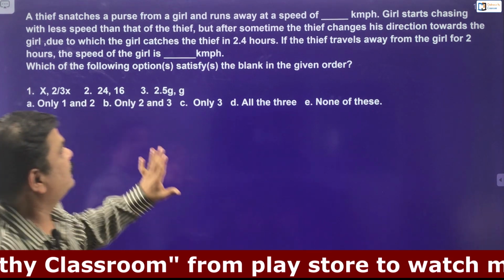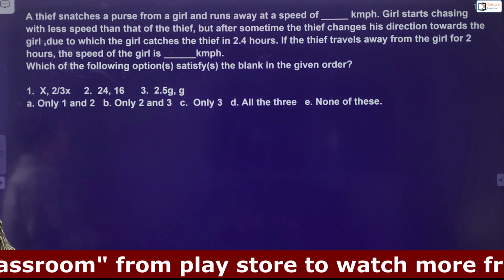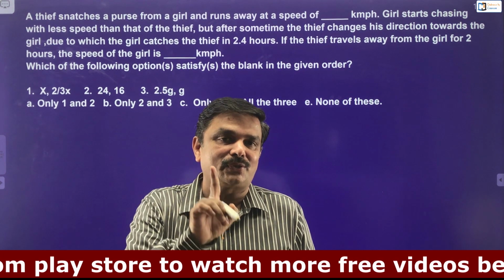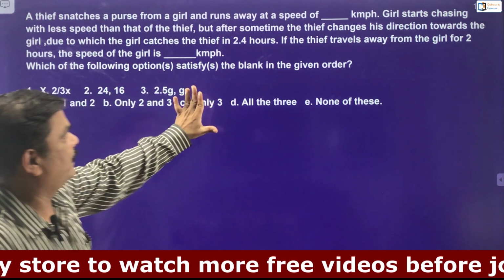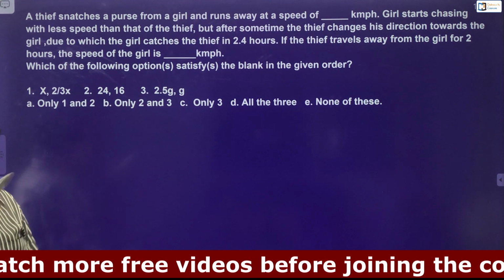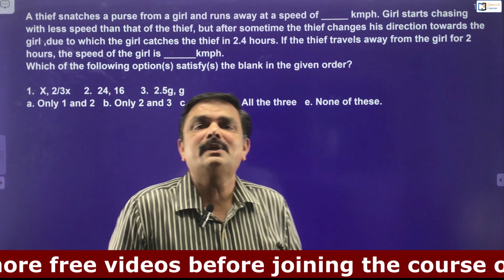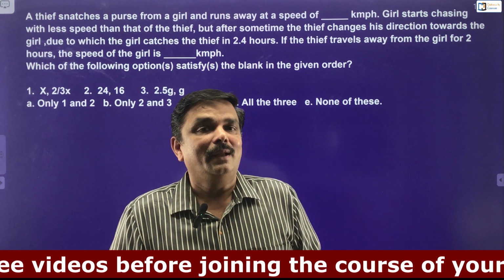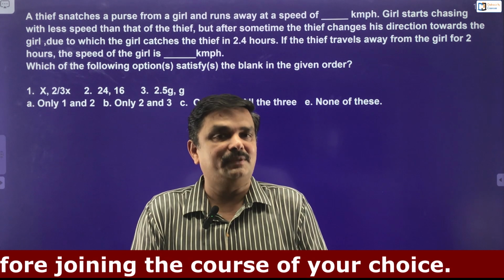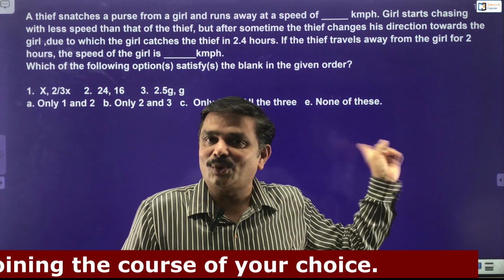See students, this is a fantastic question actually. Nowadays, in many competitive exams, the examiner is asking questions like this. First, I'll read the question for you. After that, we won't do this question immediately. I'll just explain the concept of relative speed in a nutshell, because there may be some beginners also. After understanding what relative speed is, we will go and solve this question.